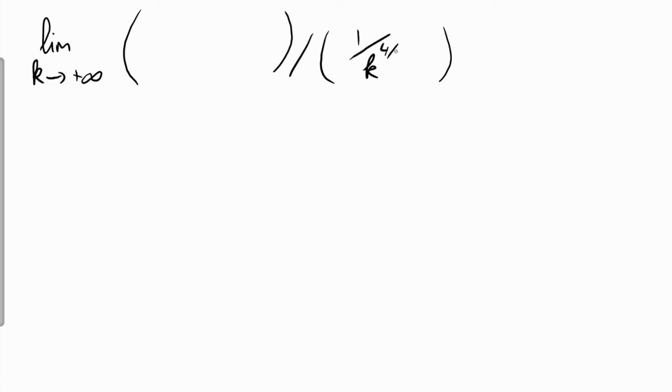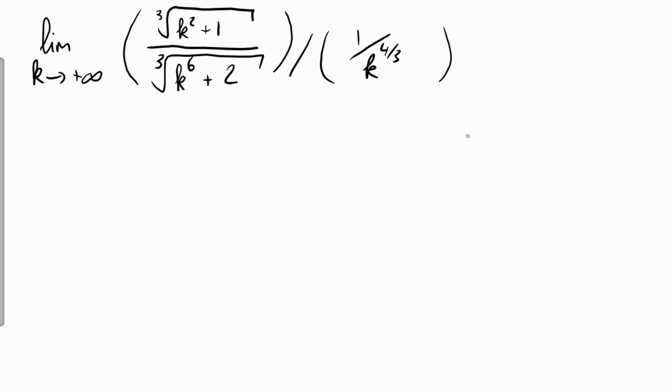Okay, so what we need to do is look at the limit as k goes to infinity of the term of our series divided by the p-series that we're looking at. So this is going to be 1 over k to the 4/3. That's the one we're comparing it to. And then up here we had the cube root of k squared plus 1, and here we had the cube root of k to the 6th plus 2. Okay, so that's the limit as k goes to infinity.